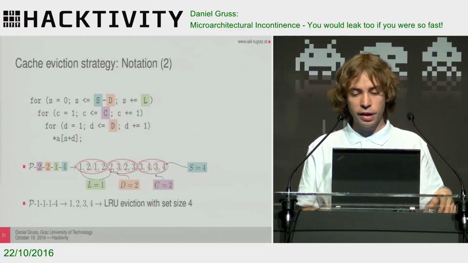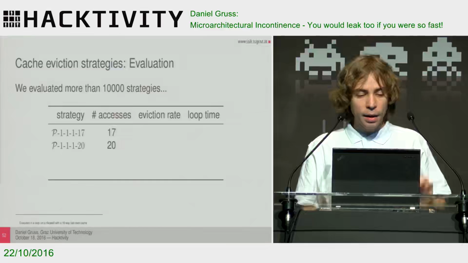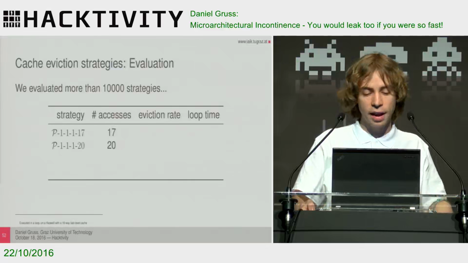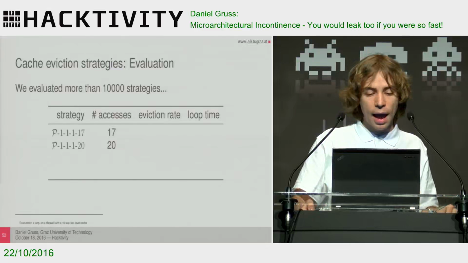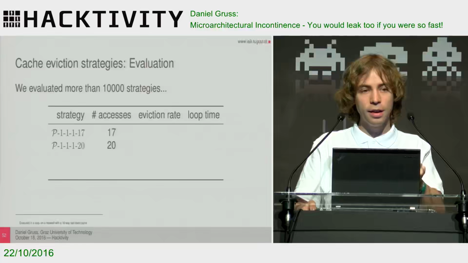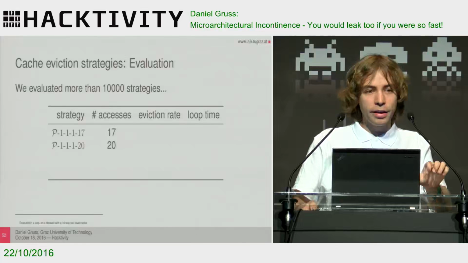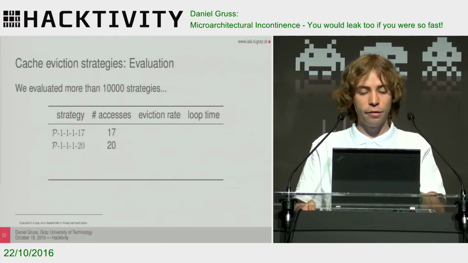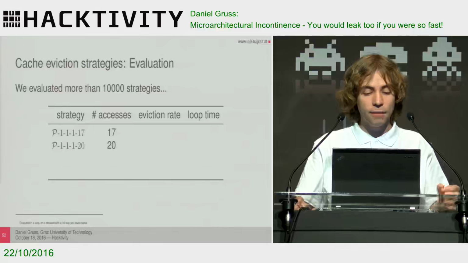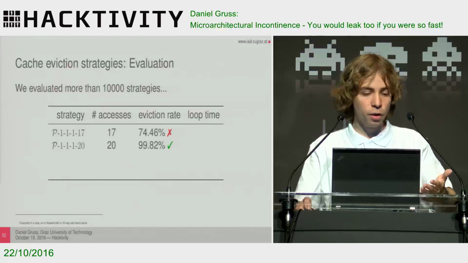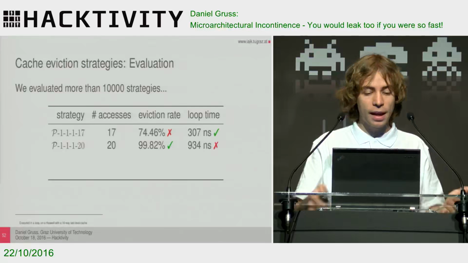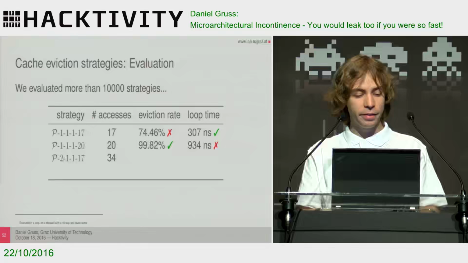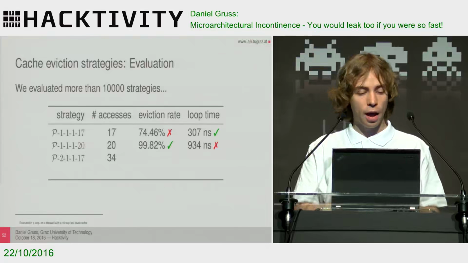Also, the older eviction strategies can be represented like that. And if we look at our strategies now, the 11117 is the strategy that has been used in previous work mostly, and it performs 17 memory accesses. We compare it now to a strategy which performs accesses to 20 different addresses. And as you would expect, the eviction rate for the first is not good, but for the second one it's good. But at the same time, the execution time of the second one is low. And now I will compare this to a strategy that we found instead.